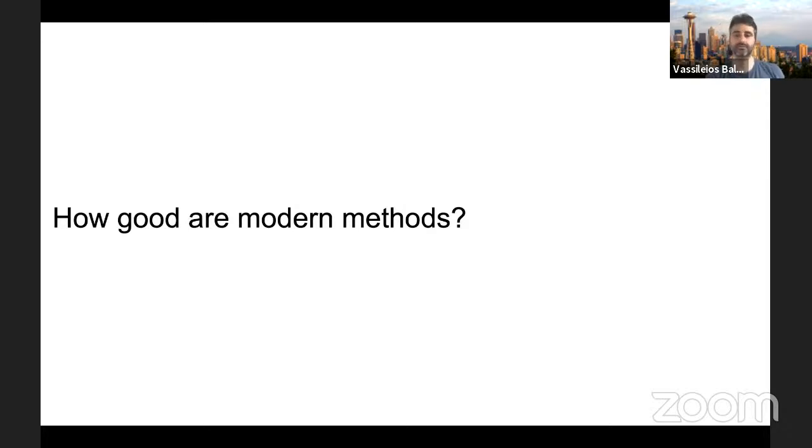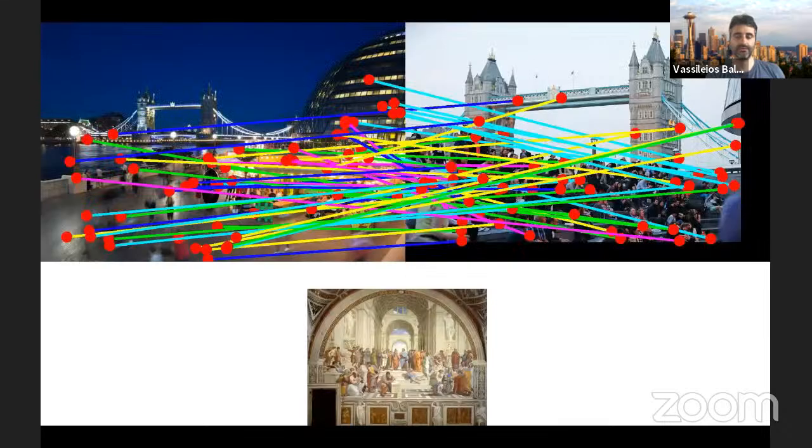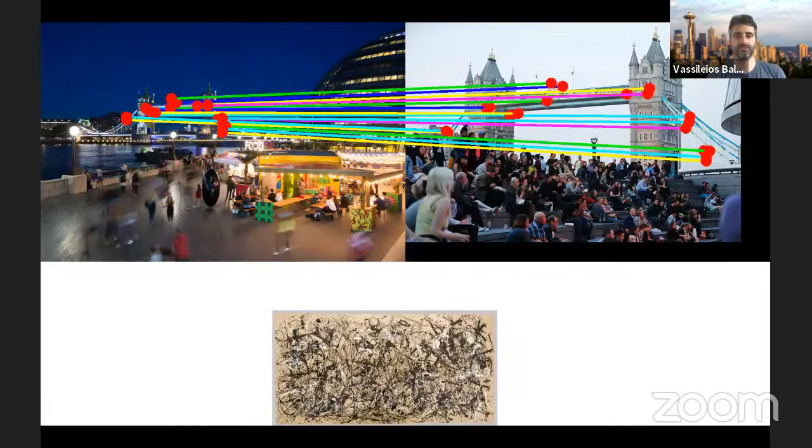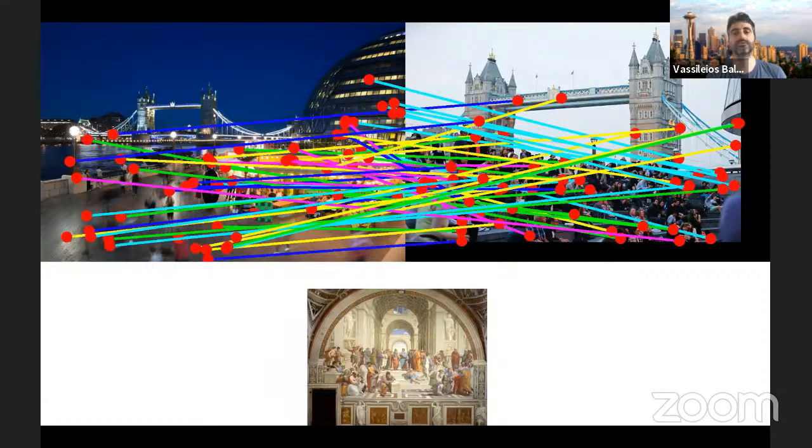And lastly, to motivate also the Dimitros talk, which is coming up after this, how good are modern methods? So as we have seen, this is what you get when you try to run the classical pipeline, a very challenging result. And this is what you get when you try to run a modern method that's based on end-to-end training, based on feature maps from networks. So you can see that it actually does very, very good for this kind of example.